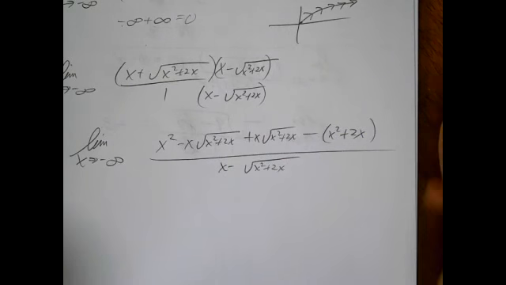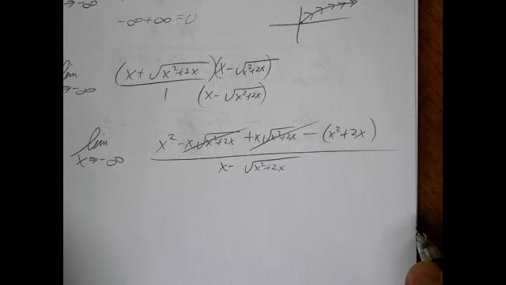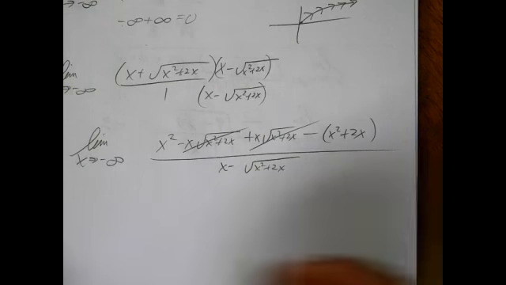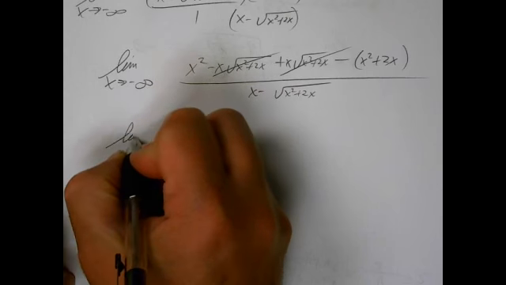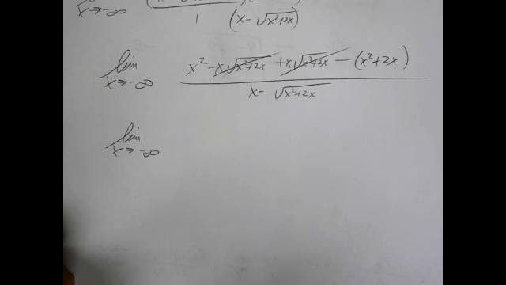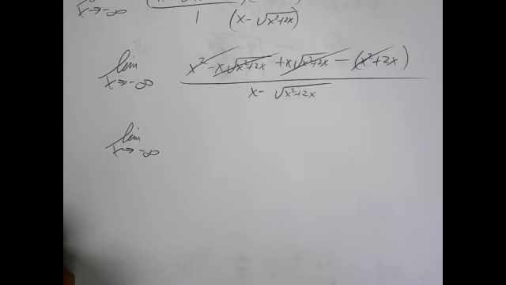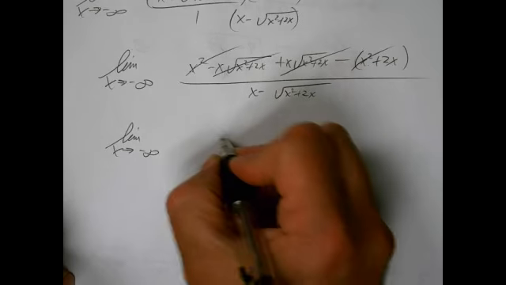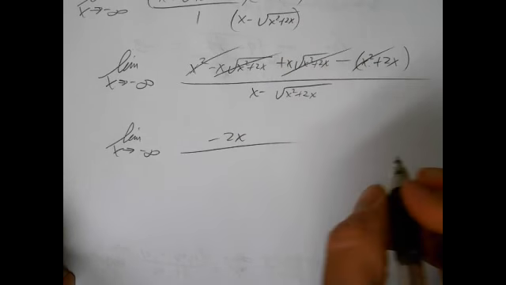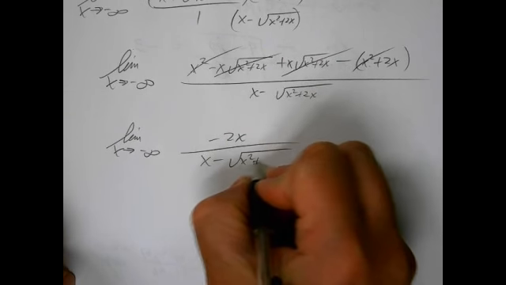Okay? What happens is that cancels that. Agreed? Those cancel. Yes, they do. This is the limit as x approaches negative infinity. All right, here's what else is going to happen. The x squared minus the x squared will cancel. The negative sign will distribute. And we've got an x minus the square root of x squared plus 2x.